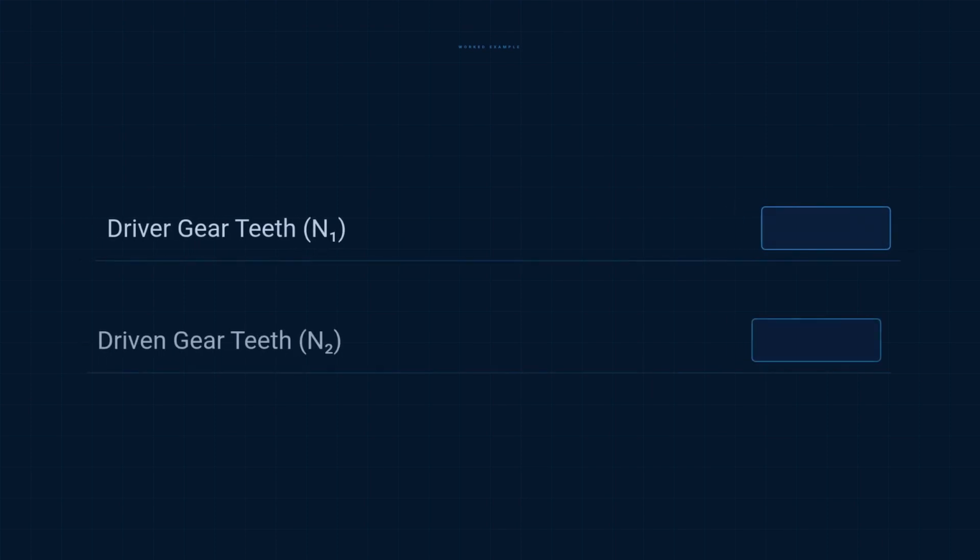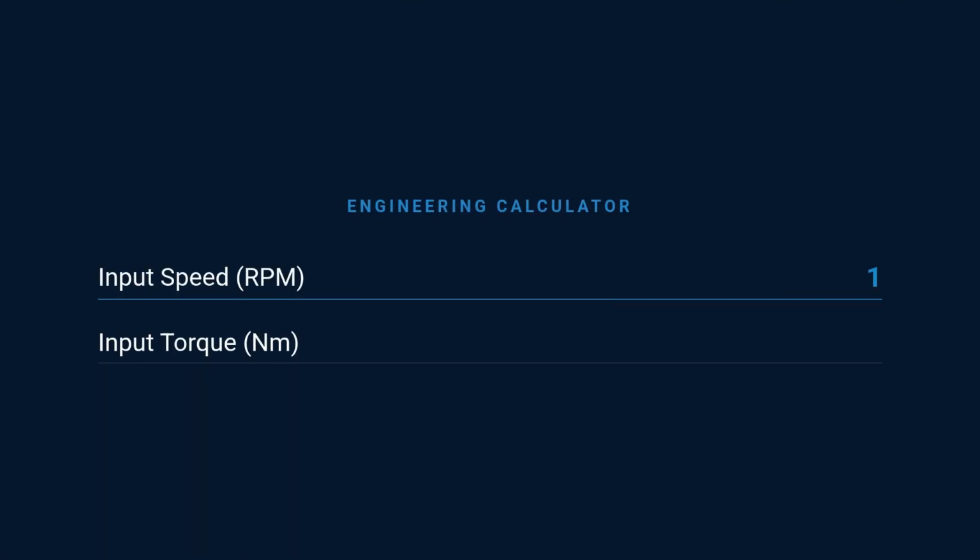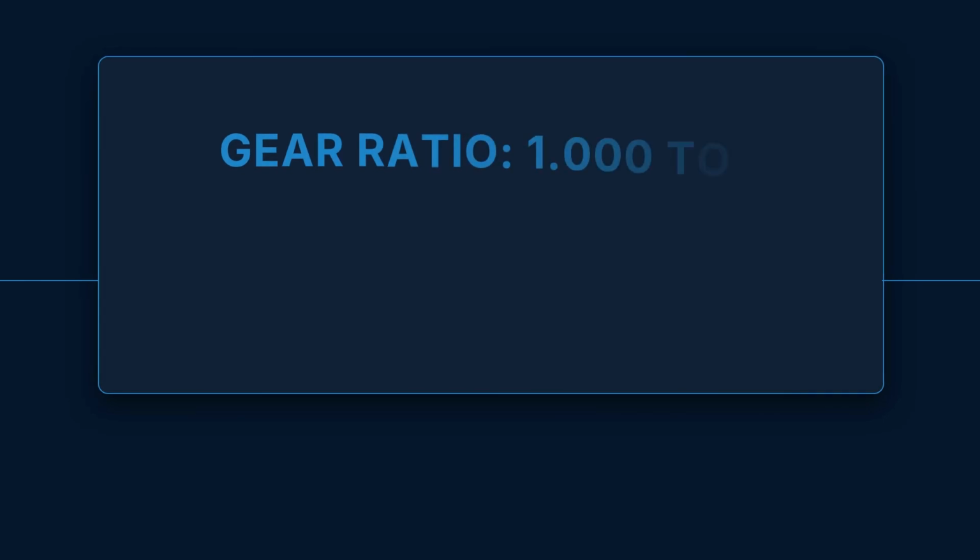Here's a worked example. I'll enter 10 for driver gear teeth N1, 10 for driven gear teeth N2, 10 for input speed, and 10 for input torque. After clicking Calculate, we get 3 results.